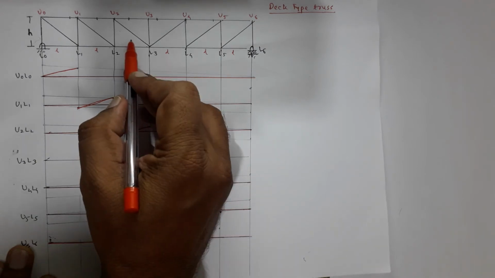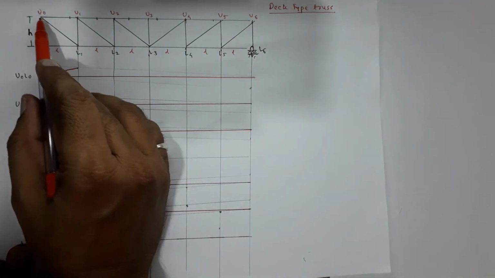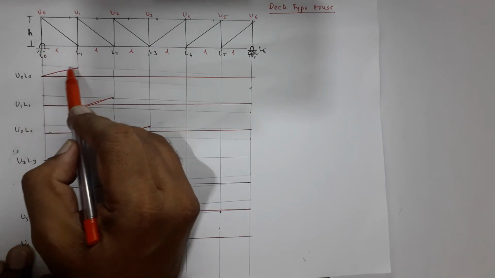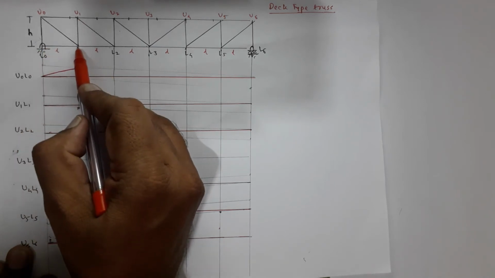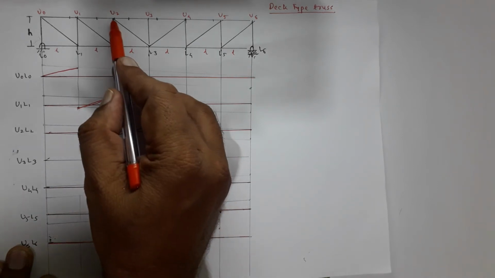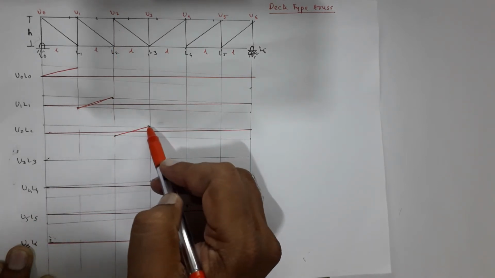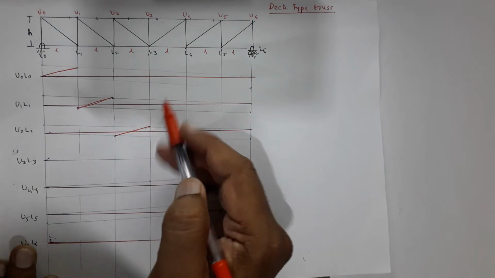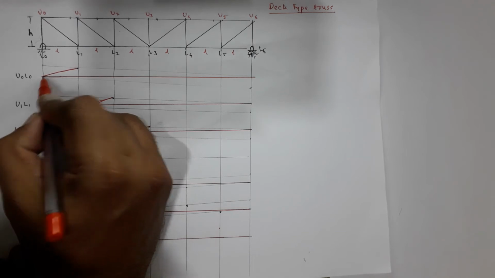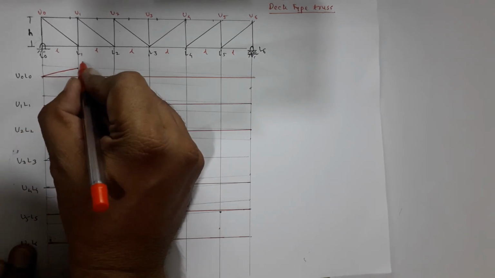So in the corresponding span, I am repeating, for U0 L0, in the next span you will find this inclined line. For U1 L1, in the next span you will find this inclined line. For U2 L2, in the next span you will find this inclined line with the ordinates. Now this is 0. Now this is going to be 5 by 6.